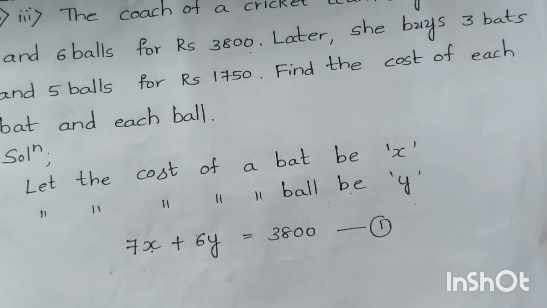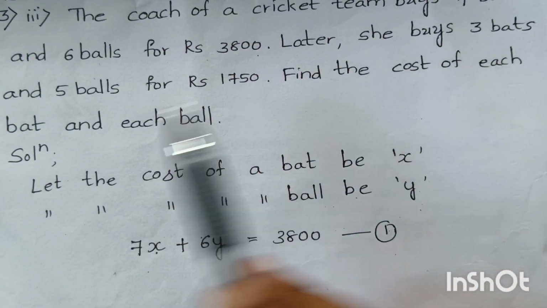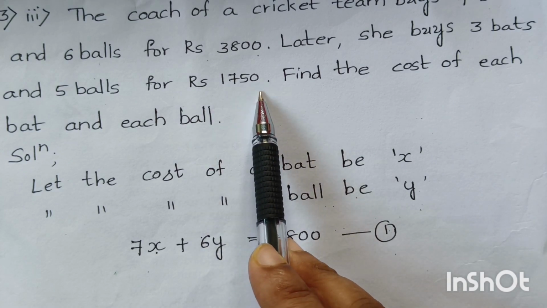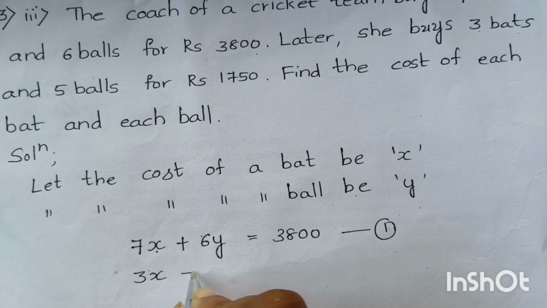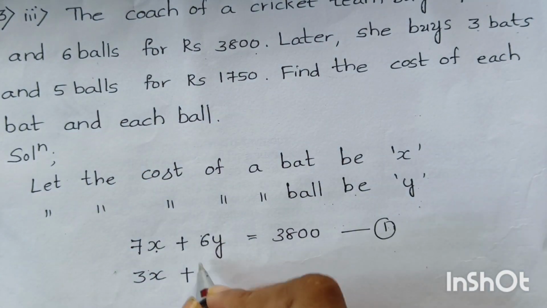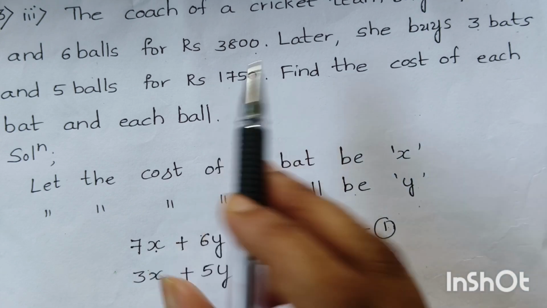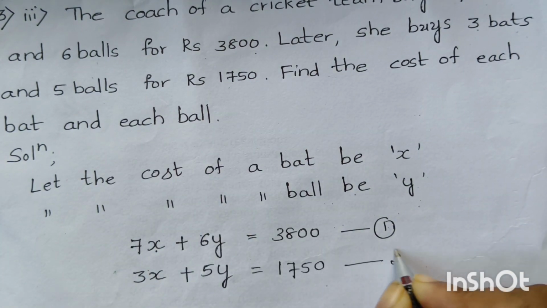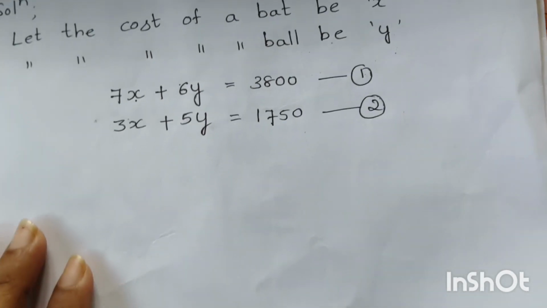Then in the second case, she buys 3 bats and 5 balls for rupees 1,750. So for this we can write 3 into x plus 5 balls, 5 into y, is equal to 1,750. We got these two equations from the question. Now let us solve this.